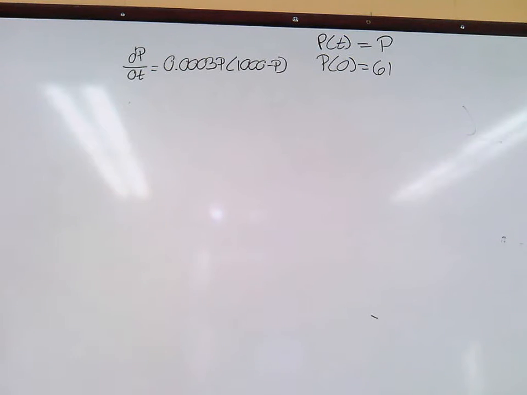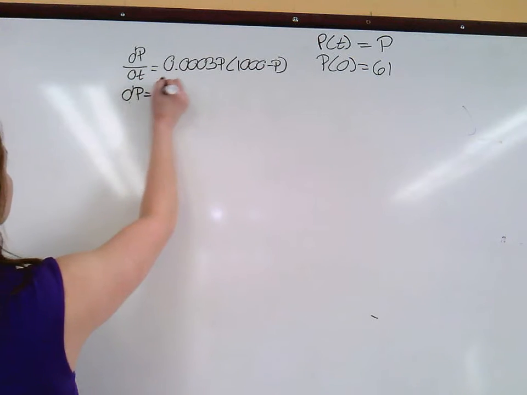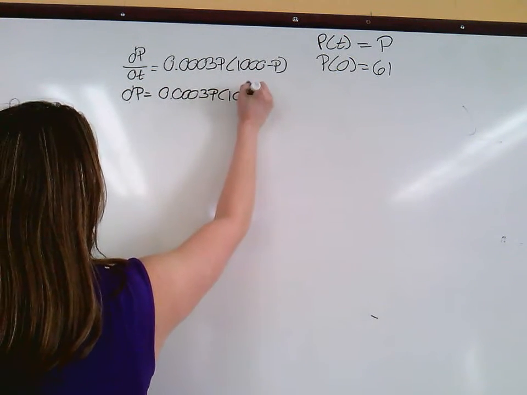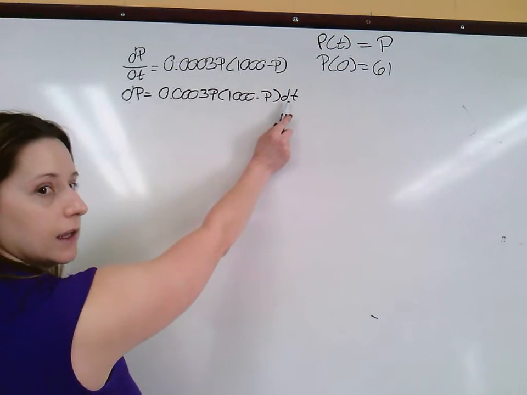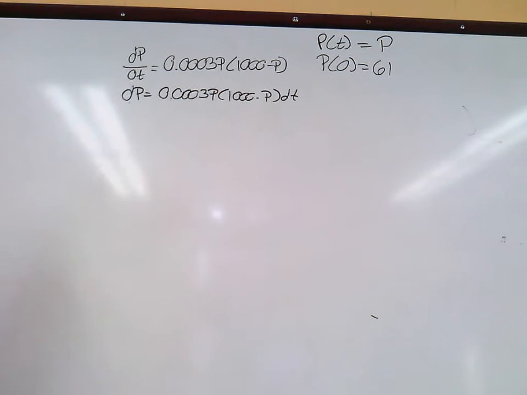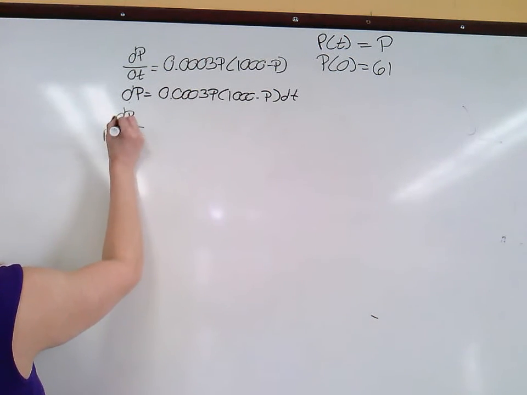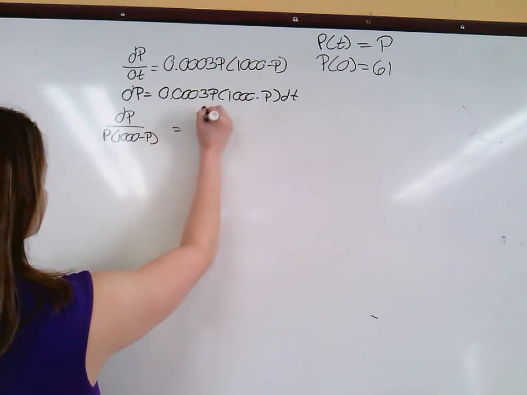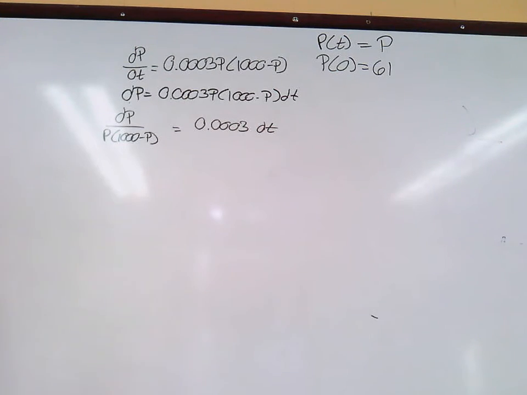So you multiply by dt on both sides. Okay, I can't integrate yet because this needs to be in terms of t. Well, I got P. So I'm going to divide by P times 1,000 minus P on this side. So I'm going to have dP over P times 1,000 minus P, and that's going to equal 0.0003 dt. Integrate both sides.